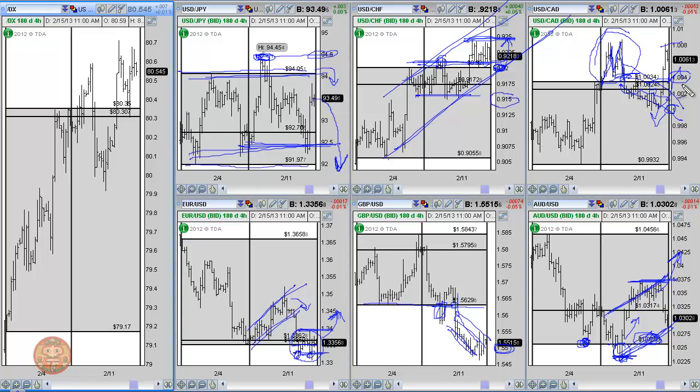You can see here at 1.0040, pushing all the way to 1.0080. Nice move there. And it looks like going into next week, I'll be watching the Canadian dollar to see if we can break above this 101 even level.